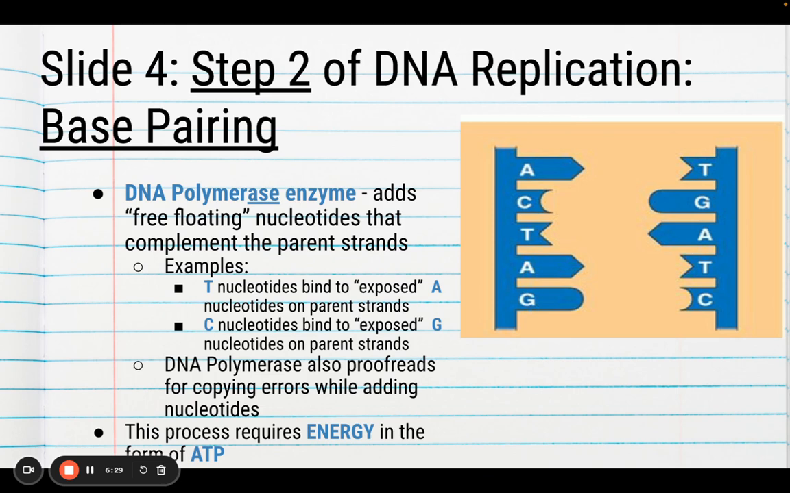And the same process would occur on this parent strand, where an adenine would be added, cytosine, then thymine, adenine, and guanine. So that's how this process works. And again, DNA polymerase is your proofreading enzyme. So it's also going to check for errors while it's adding nucleotides. This is a very energy-intensive process, so it does require ATP to make the copies of DNA. Remember, the cellular form of energy is always going to be ATP.